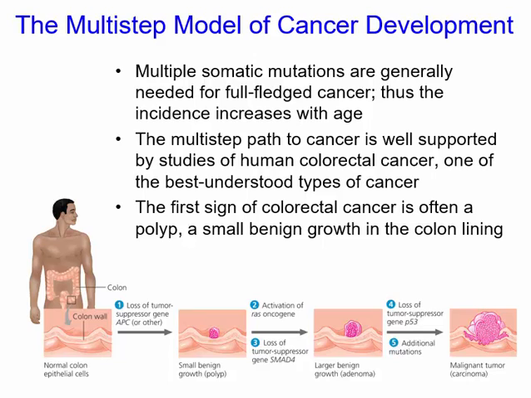So let's put these things together now into what's called the multi-step model of cancer development. And as I've said already many times, you need more than one of these problems, mutations, to happen to lead to cancer, and that's why this is multi-step. This has been studied in many kinds of cancers, but this example is human colorectal cancers. This is one of the best studied types of cancer.